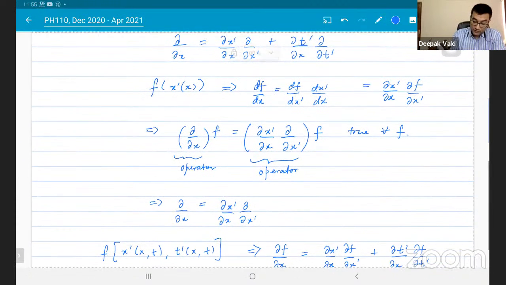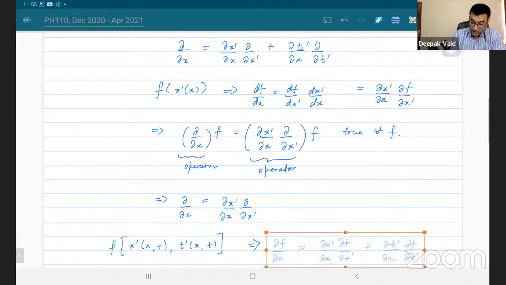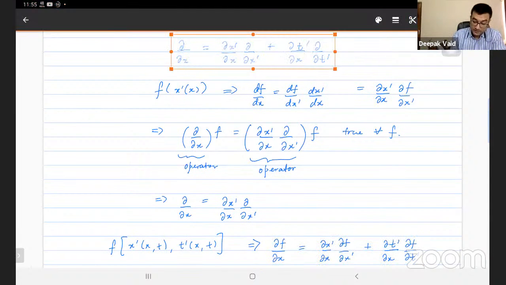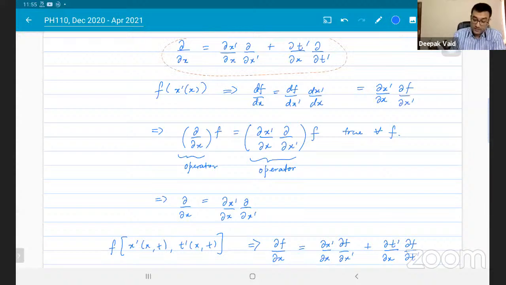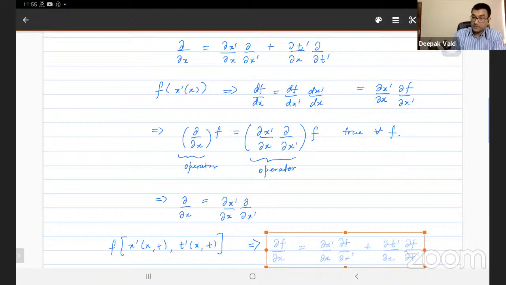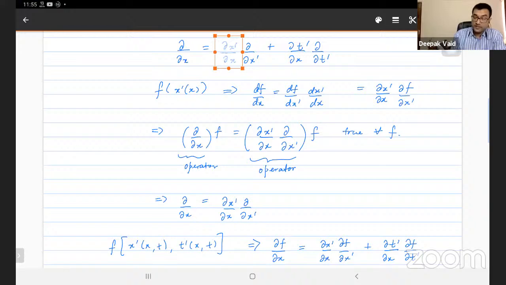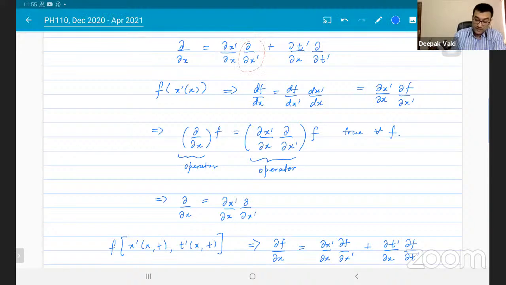So if you compare these two expressions, this expression is just the operator version of this one. Again, I'm putting the function outside, and since it is true for all functions, that means the operator d by dx is equal to dx prime by dx times d by dx prime plus dt prime by dx times d by dt prime.